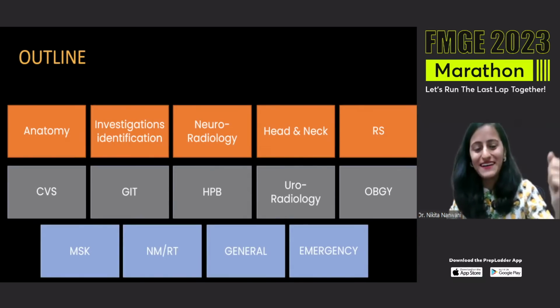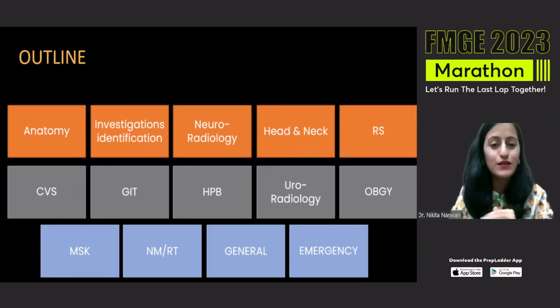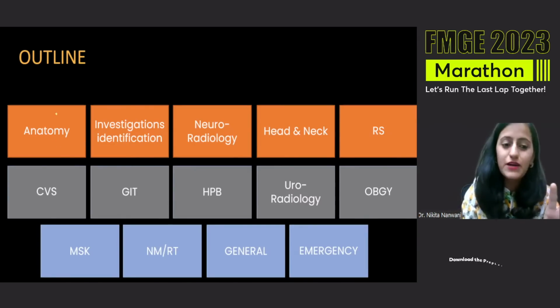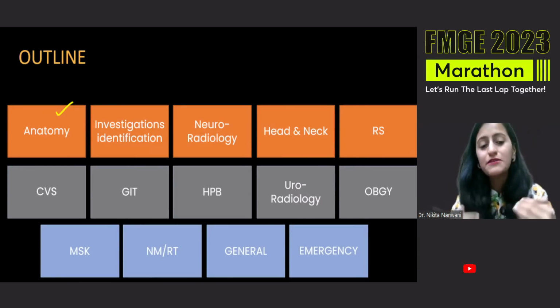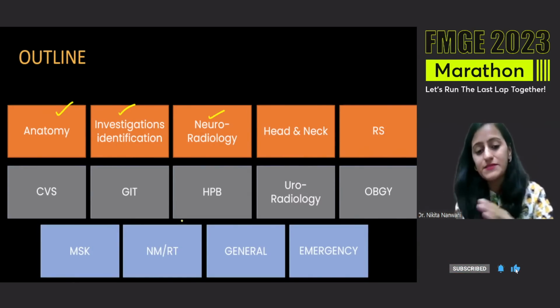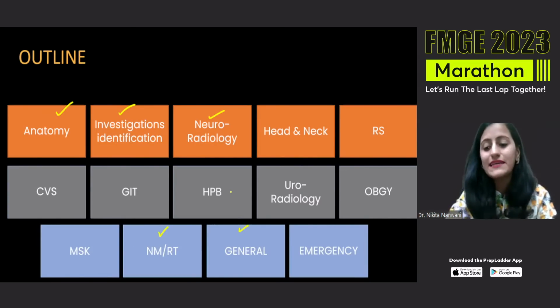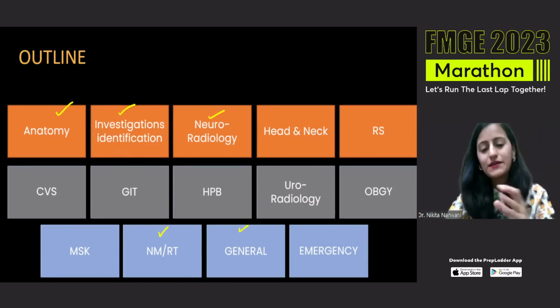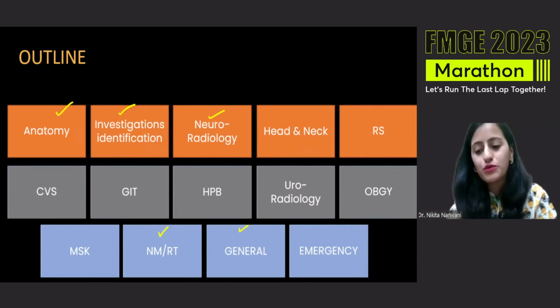This outline is not to scare you all, guys, but to tell you that this session is going to be comprehensive and exhaustive, covering all the systems. I have handpicked the most important 4 to 5 images from each system, including anatomy, the identification of investigations, the various systems, the NMRT, the general part, all of that. We are going to cater to each system step by step, so that you get to know which are the most important images. Yes, Ayushi, this would be available for viewing later as well. All right, so let's start with the most important images in anatomy.